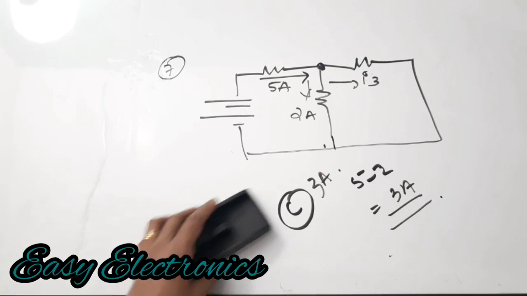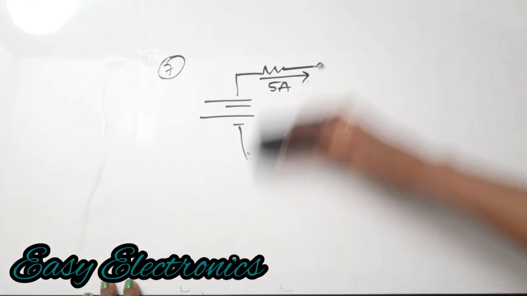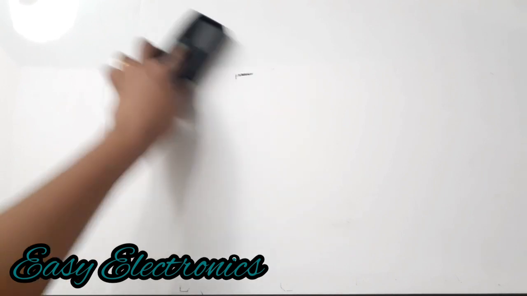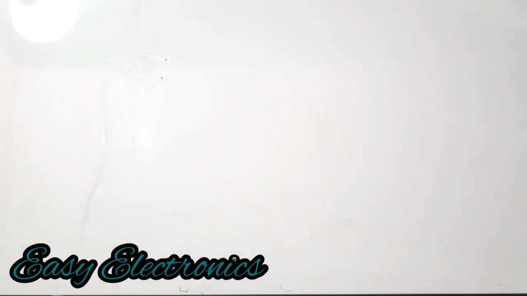Now moving on to the eighth question. Which of the following is true about an ideal voltage source? This question is from electronic instrumentation and measurements. Which of the following is a characteristic of an ideal voltage source? A, zero resistance. B, small EMF. C, large EMF. D, infinite resistance.